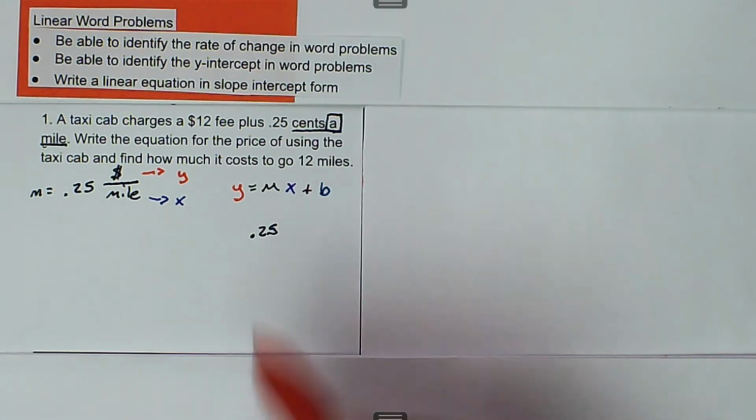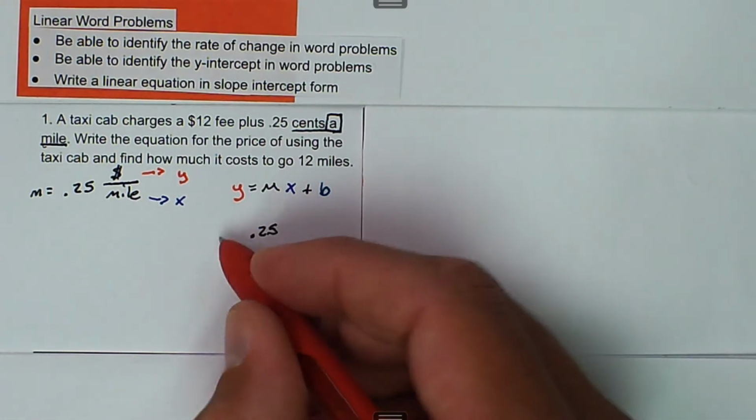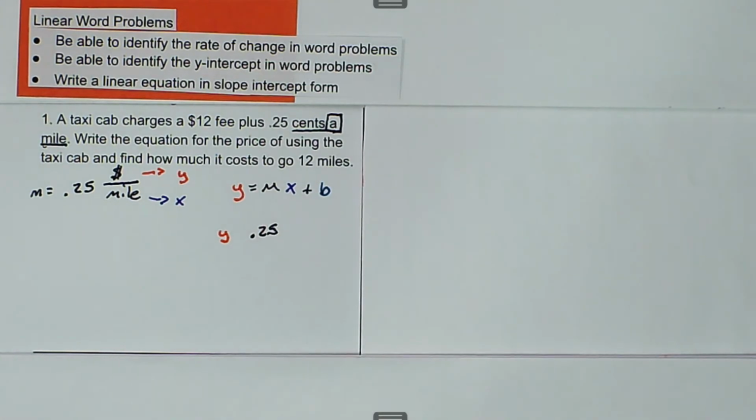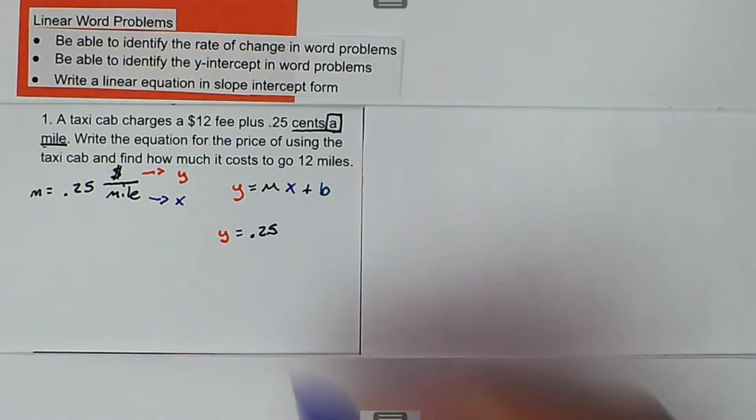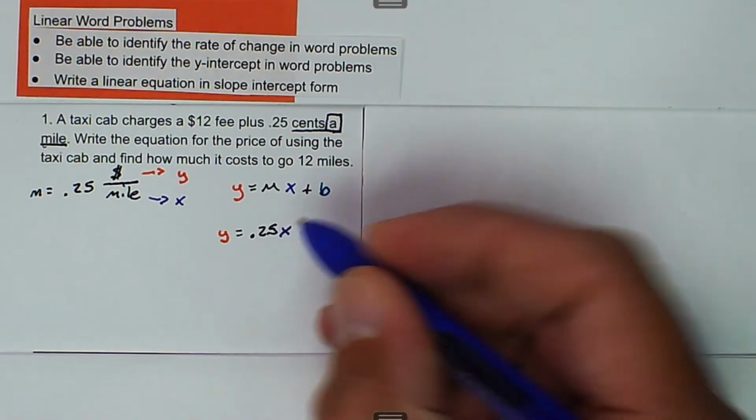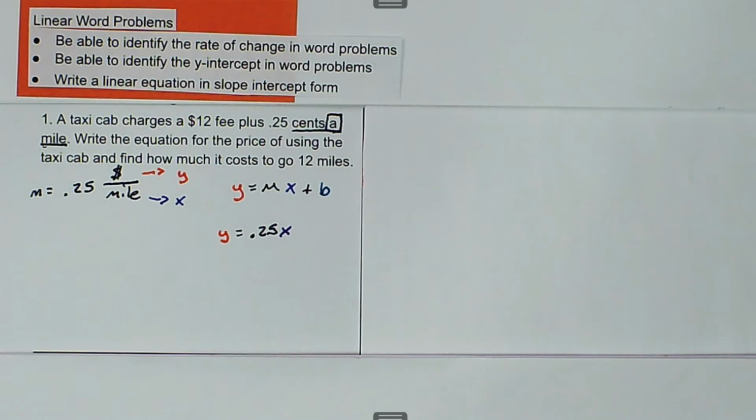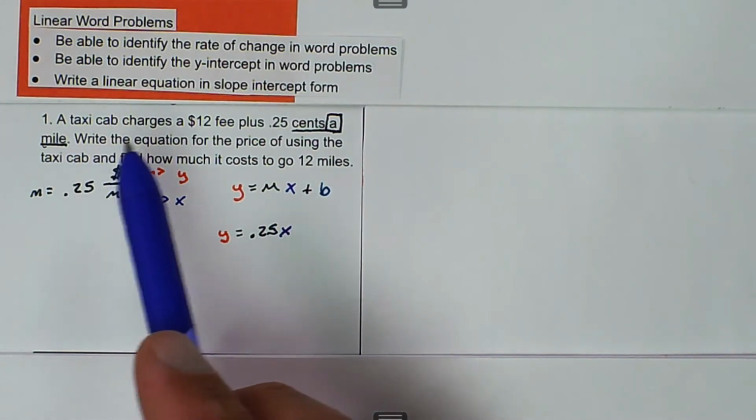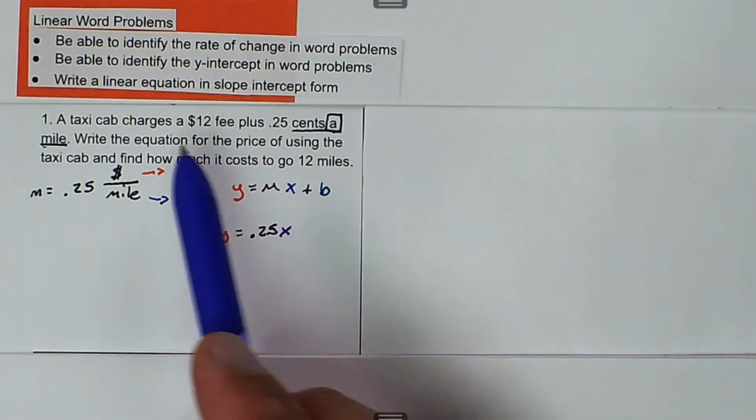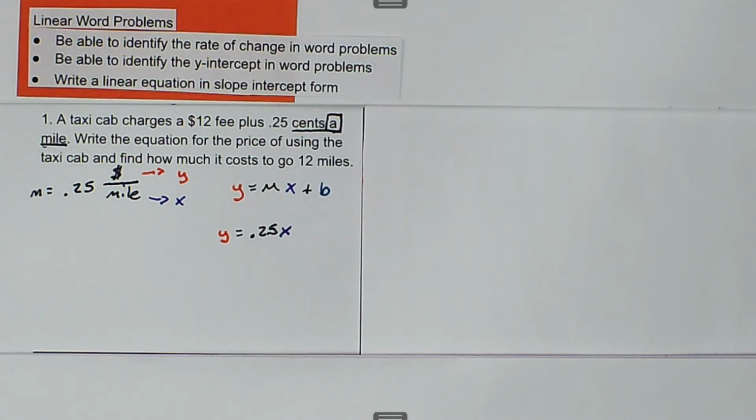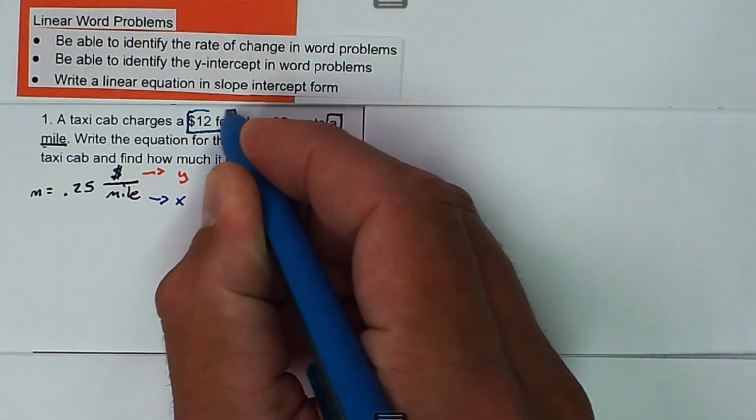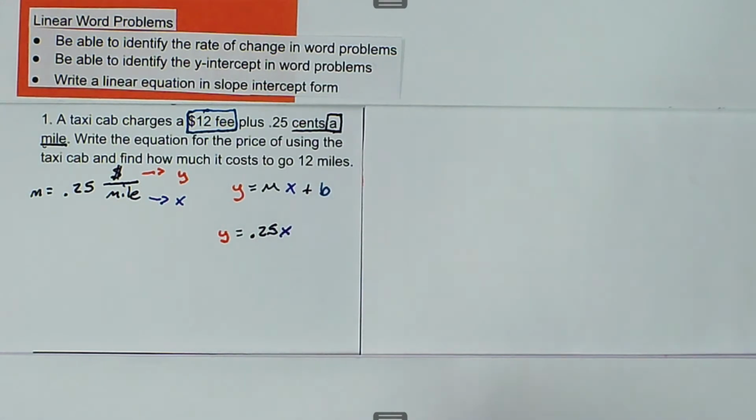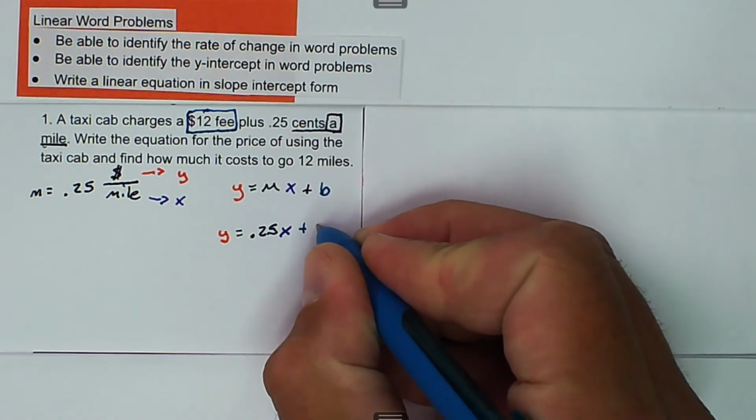The y and the x are always going to stay there in our equation until we're ready to solve. So we're going to leave those. So we're going to say y equals the slope times x. And then we got to decide where the starting point is. So where does this start from? A taxi cab charges $12 fee. So right off the bat, at the beginning, he's going to charge a $12 fee. So just for opening the door and getting inside, and as soon as he hits on the gas, it's going to be a $12 fee. So then we're going to add 12.